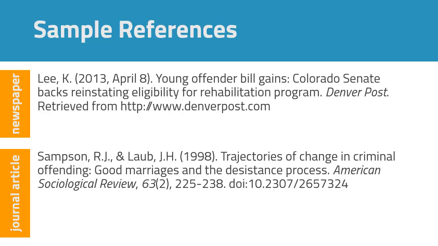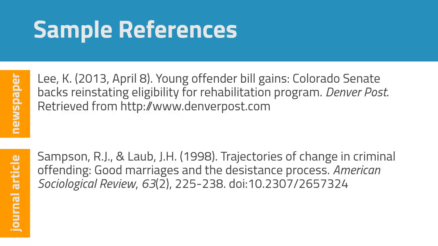Online newspapers follow a similar format to journal articles. We've got the author, the publication date, the title of the article, notice again the unusual capitalization, and then the title of the newspaper. Like the title of a journal, it should be italicized and all the major words are capitalized. So there are two big differences between the reference for a journal article and for a newspaper.